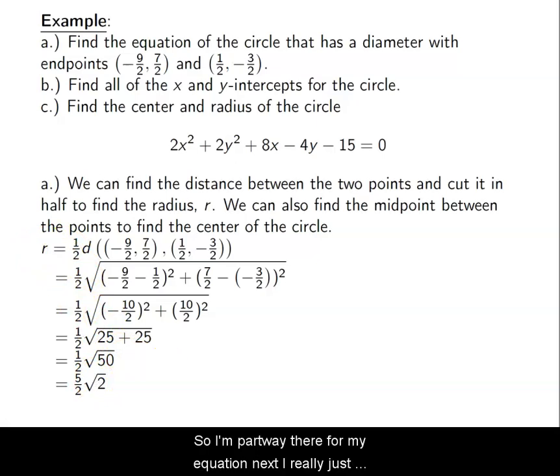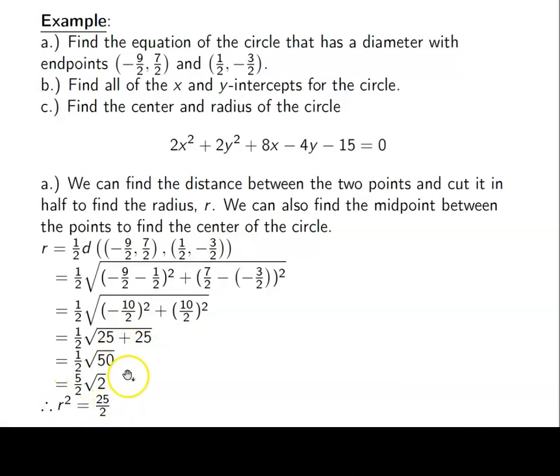Next, I really just need the center. Again, the center is the midpoint. So r squared is 25/2, because again, squaring this gives 50/4. Take out the common 2, and it's 25/2. So r squared is 25/2.